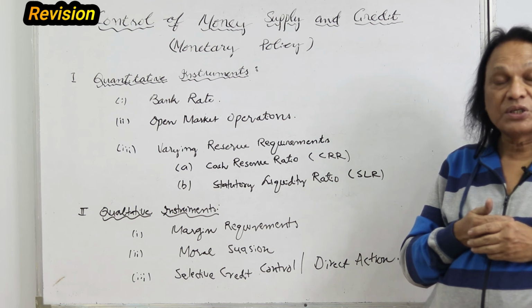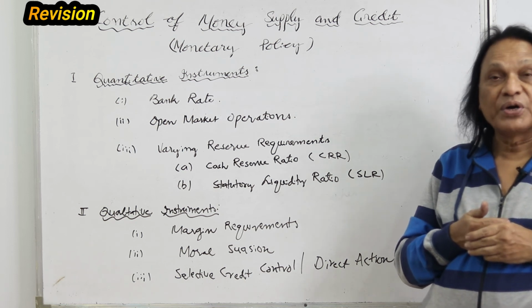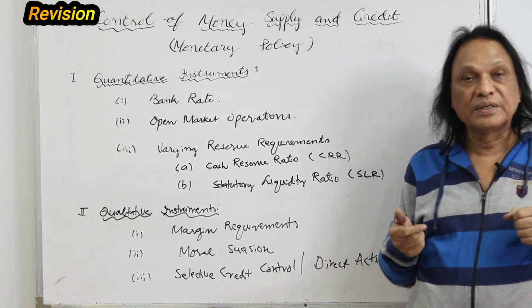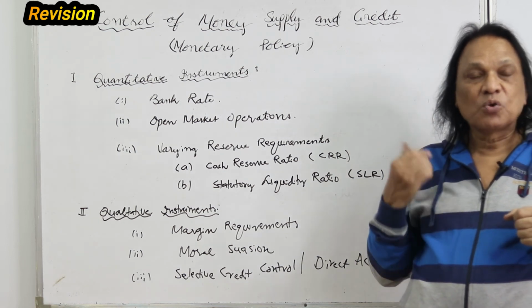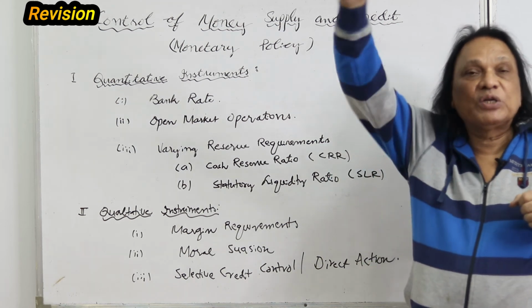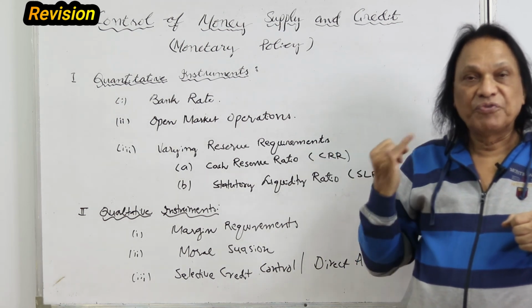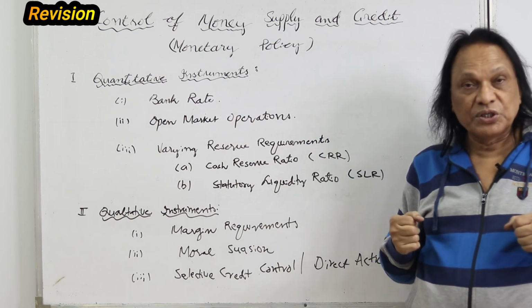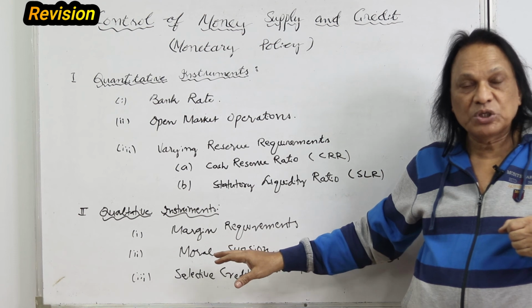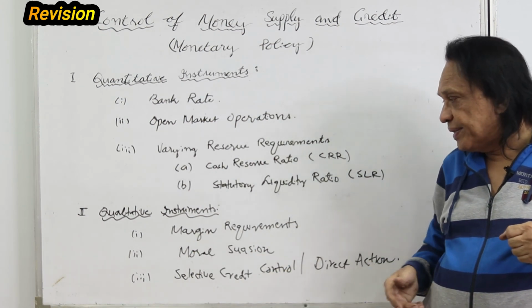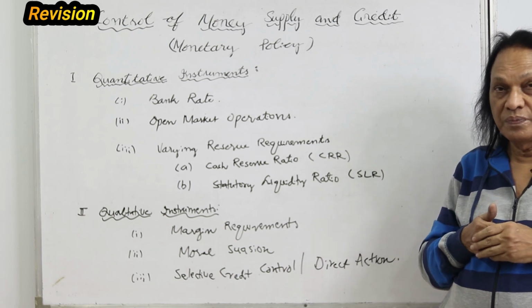So we discuss once again, monetary policy is the central bank's money supply and credit control. Under this you have 2 instruments, quantitative and qualitative. Under quantitative again you have 3: bank rate, varying reserve ratios and open market operations. Under qualitative instruments you have margin requirements, moral suasion and selective credit control.